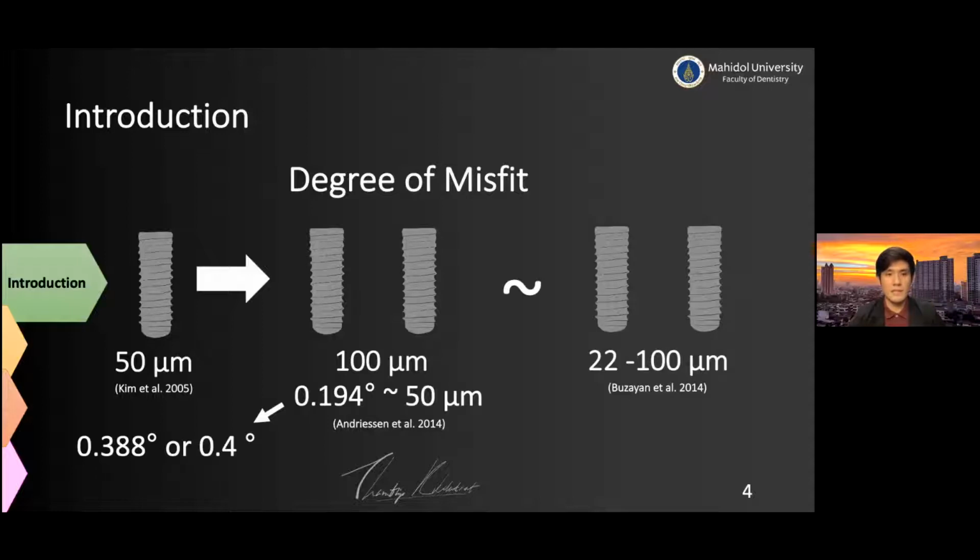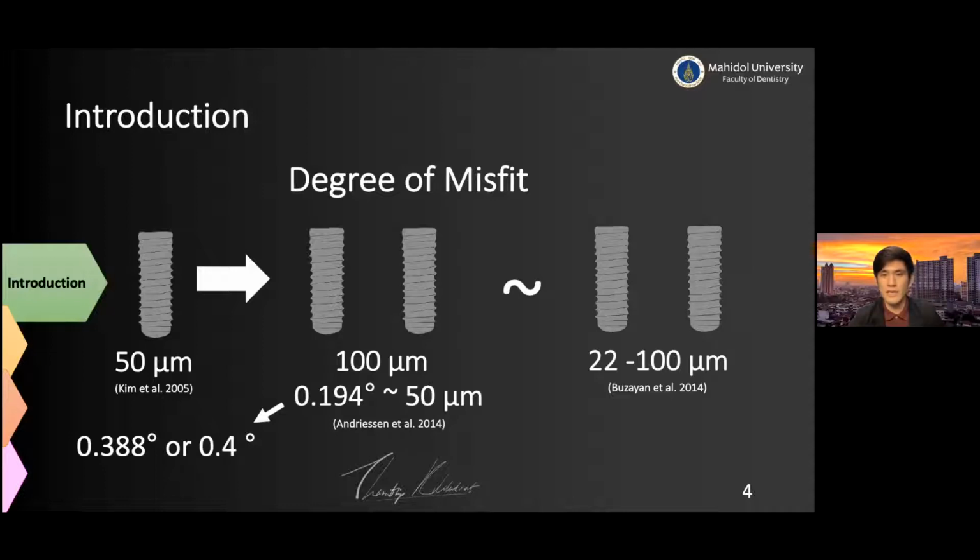It means that if the prosthesis part of the implant makes 50 micron movement of the osseointegrated implant, it can be considered as the misfit. So Andreessen and colleagues reported that 100 micron of two implants can be considered as the prosthesis misfit over the implant complex. And also in the same study, it was approximately 0.19 degrees that can make 50 micron movement of the osseointegrated implant. So for two implants, it was approximately 0.4 degrees.